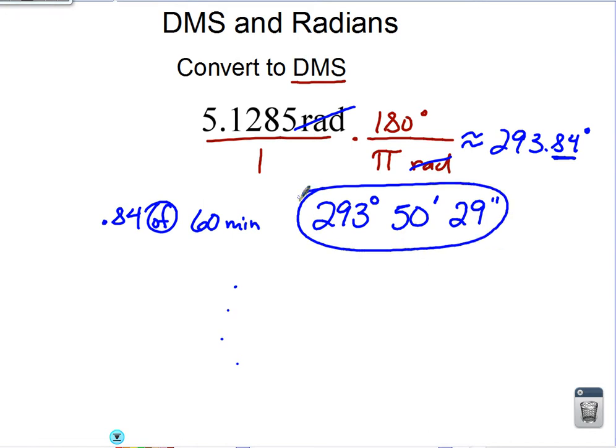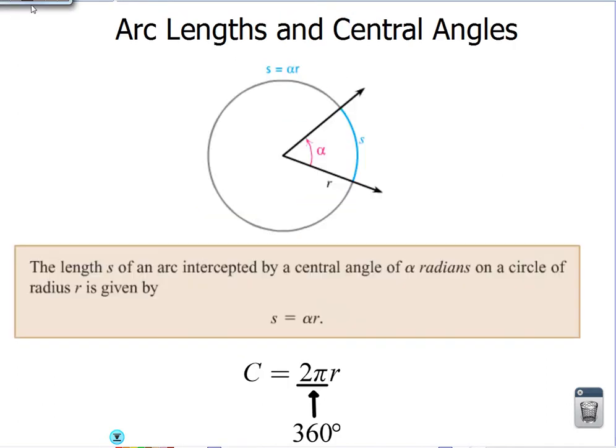So 293 degrees, 50 minutes, and 29 seconds is what 5.1285 radians would be. Okay, next up, arc lengths and central angles.